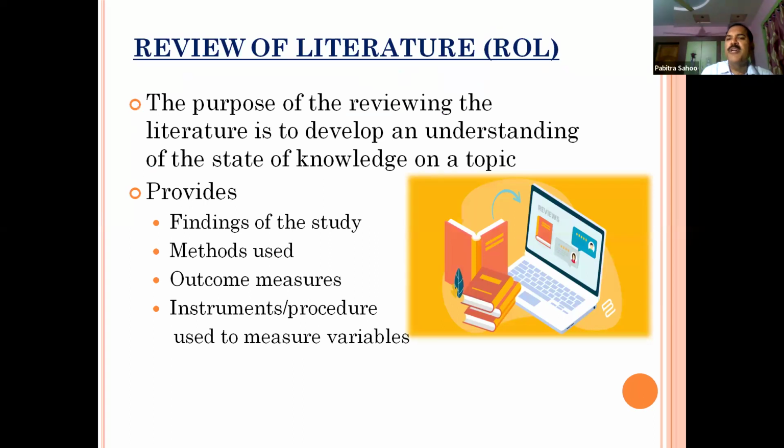The next part is the review of literature. Of course, this is not covered in this article, but it is an important portion in writing the thesis. Reviewing the literature is to develop an understanding of the state of knowledge on the topic on which you are going to write your thesis. It shows the methods already used, and whether you can select them or not, what outcome measures they have taken, the instruments and procedures used by previous researchers and whether they can be useful, and the different variables used in assessment of the cases or subjects. These are essential for starting any research.